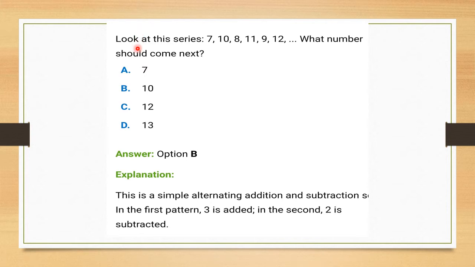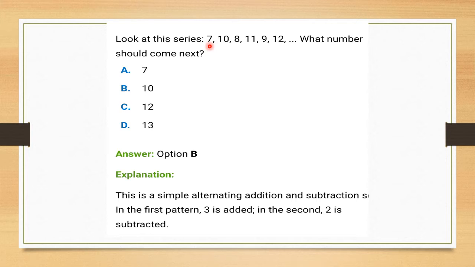Next we have the series 7, 10, 8, 11, 9, 12. Now we have two methods to solve this series. First is what we call alternative addition and subtraction. It means that alternately one is a plus and one is a minus, then a plus, then a minus.